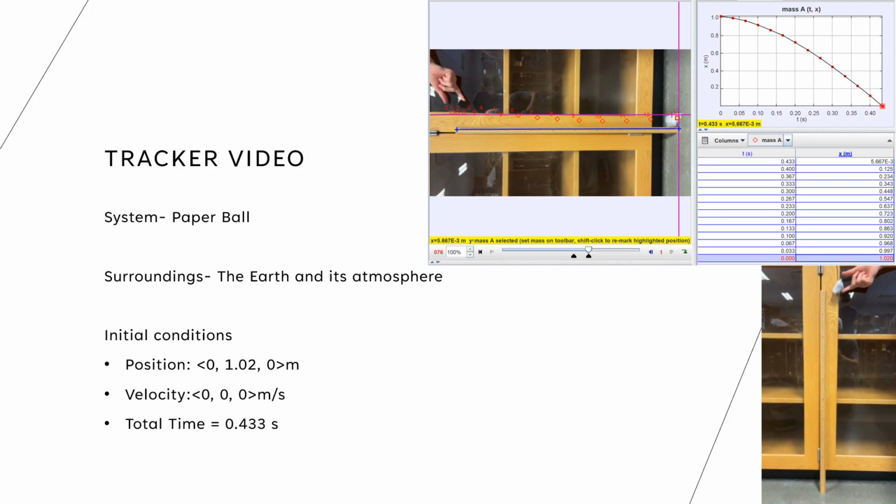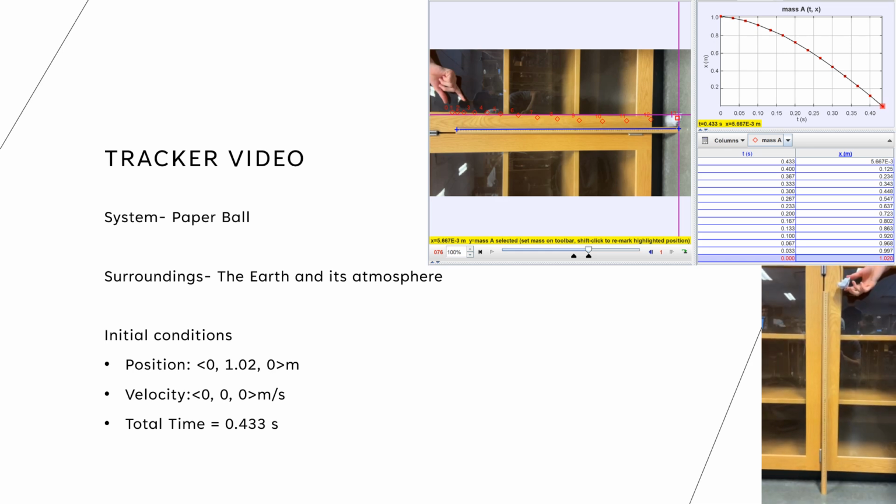Observed motion. As you can see with our track, the paper ball is dropping from near the top to the floor. The total time it took for this to happen was 0.43 seconds, and the initial velocity was 0.000 meters per second because we dropped the ball from rest.